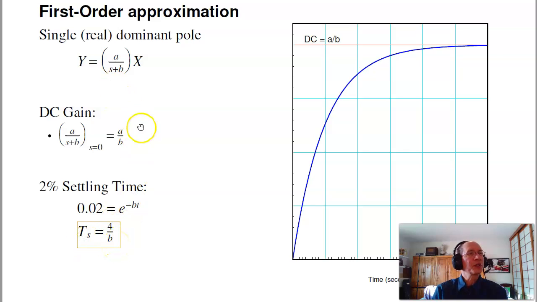So given the transfer function, I can tell you how it's going to behave. Here's the DC gain, label the y-axis. Here's the settling time, label the x-axis, and I'm done. Pretty much all first order systems look like this.